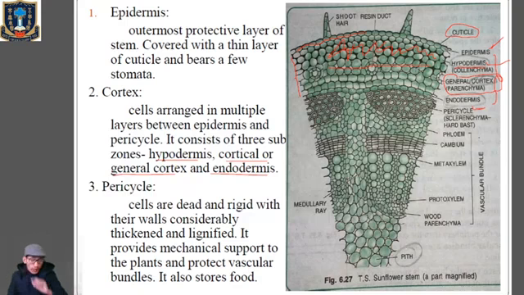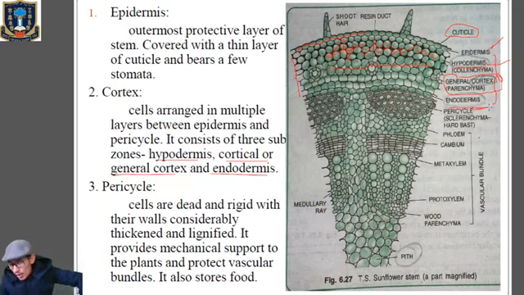Now the function of this general cortex, or the cortical, is to store food and other materials and to provide rigidity, the stiffness, to the stem. The third layer, or third subzone, of the cortex is the endodermis. It is just a single layer of cells, the innermost layer of the cortex. When we look into the endodermis, there are no intercellular spaces, and it is made up of barrel type of cells. This endodermis stores starch, so it's also called the starch sheath.